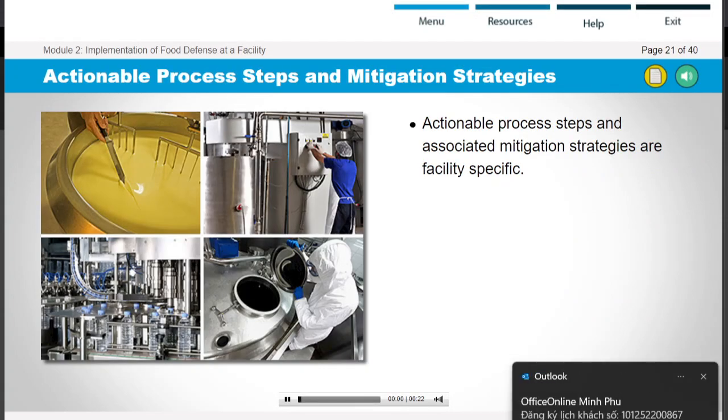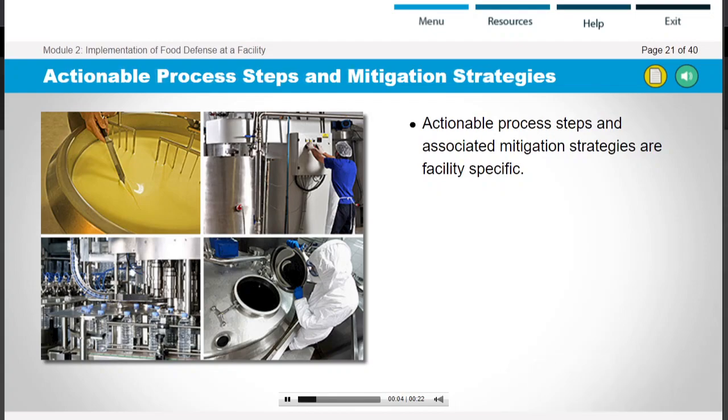There are many different factors involved in both identifying actionable process steps and choosing appropriate mitigation strategies. Actionable process steps and mitigation strategies are facility-specific. Just like your facility is unique in its processes and setup, so are its actionable process steps and chosen mitigation strategies. Let's go through an example.